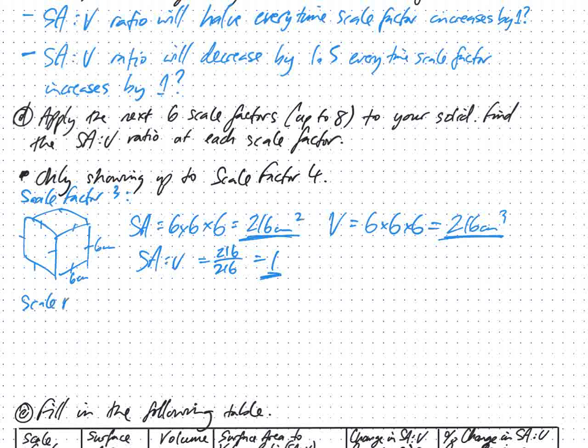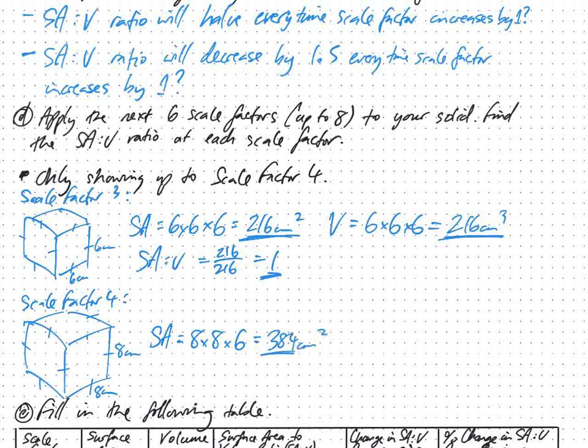Scale factor 4 is going to be 4 times by 2. So all the sides are going to be 8 centimeters. So the surface area is going to be 8 times 8 times 6. 384 square centimeters. The volume is going to be 8 times 8 times 8. 512 cubic centimeters. So this is the first one where the volume has been larger than the surface area. So it's going to be a ratio that's less than 1. 384 over 512.